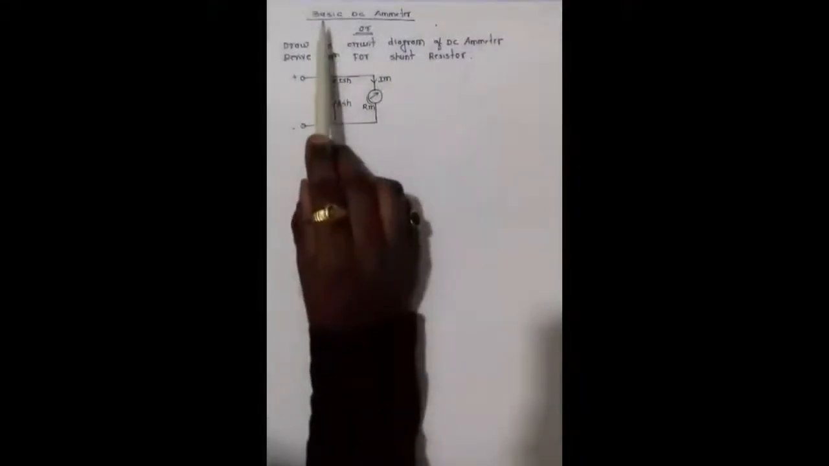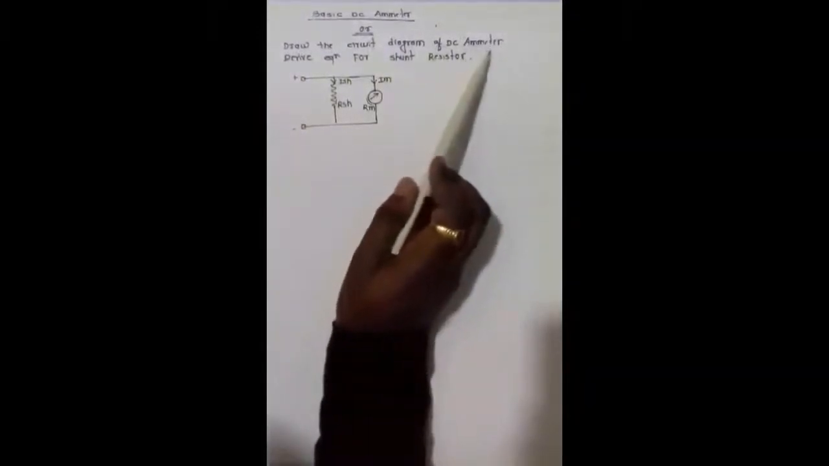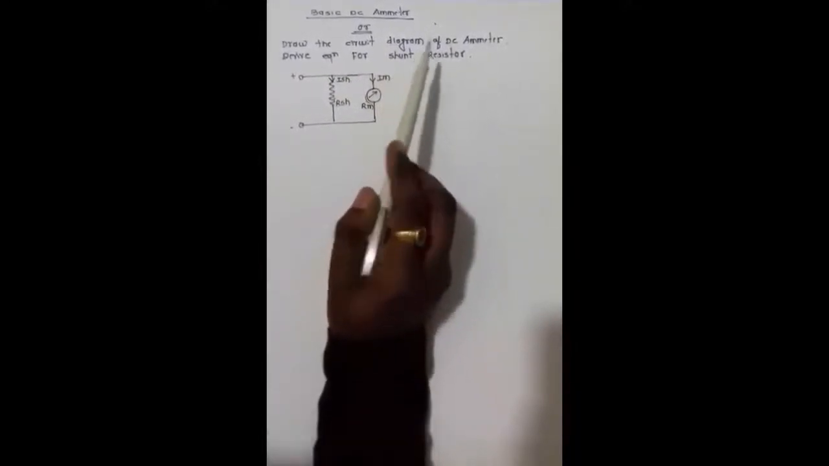This is based on the basic DC ammeter. Now the question is: draw the circuit diagram of a DC ammeter and derive the equation for the shunt resistor. Actually, this DC ammeter is based on the principle of the d'Arsonval galvanometer. Such type of instrument can be used for the measurement of small current.